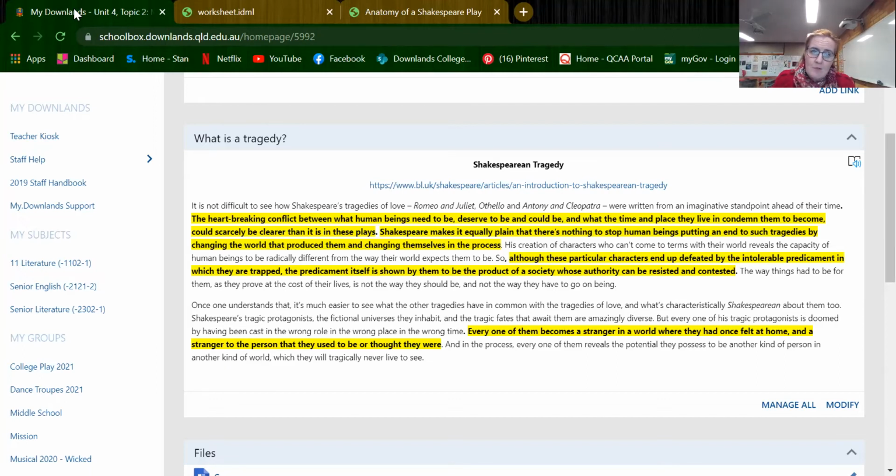The heartbreaking conflict between what human beings need to be, deserve to be, and could be, and what the time and place they live in condemns them to become. Okay? So when we think about cultural assumptions, values, attitudes, and beliefs, those societal values, attitudes, and beliefs can sit at odds with a character's own wants and needs. And trying to resolve the two is what can result in tragedy.